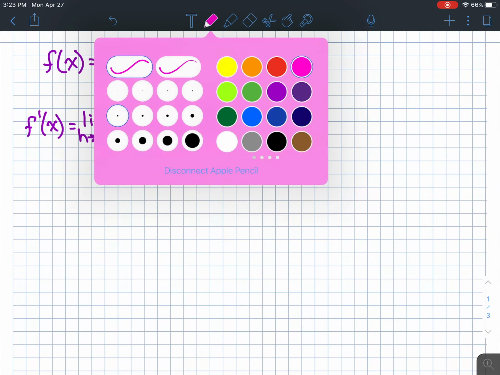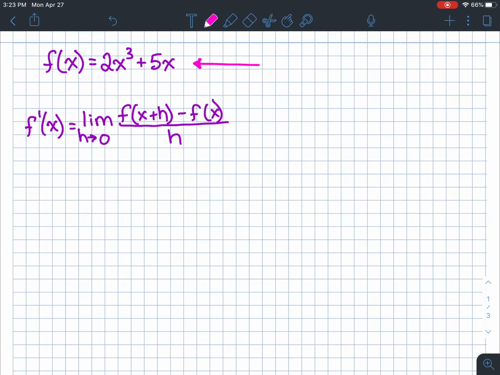So I always like to start, personally, you don't have to do this, with my original. So I know that this is what f of x equals. But I need to find out what f of x plus h is equal to. So anywhere I see an x, I just replace it with an x plus h. So I get 2 times x plus h cubed plus 5 times x plus h.